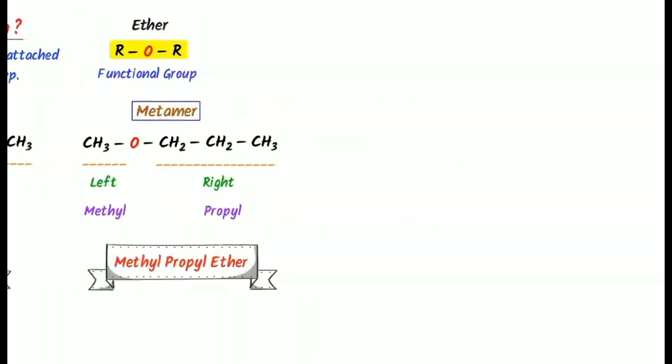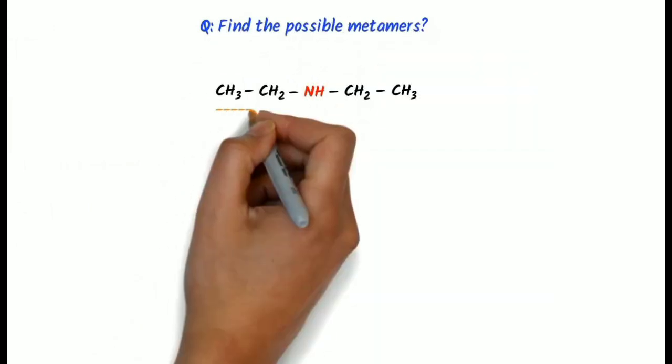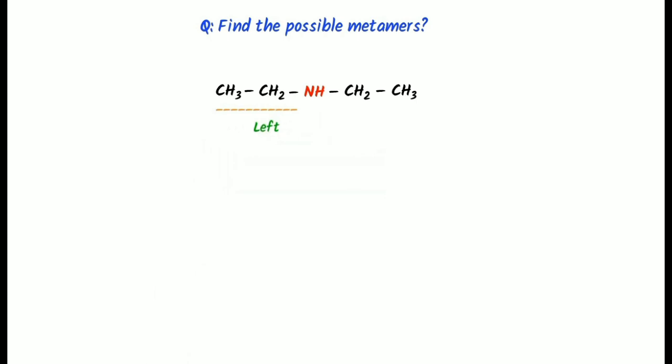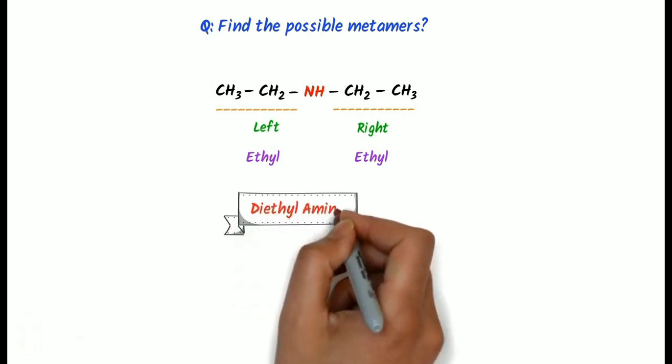Now let me teach you one important question. Find the possible metamers of this amine. Well, this is the left side of this amine and this is the right side of this amine. At the left side, there is one methyl, while at the right side, there is also one methyl. So the name of this amine is dimethylamine.